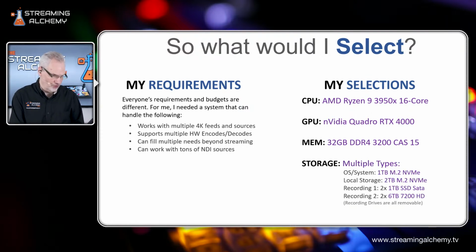And for storage, multiple things. Our OS runs on 1 terabyte NVMes. We use local storage with 2 terabyte M2 NVMes. So yes, there are the 2. They don't have the 4 yet though. And for recording, we use both 1 terabyte SATA SSDs, and we use 6 terabyte 7200 RPM physical drives. And both of those work really well.